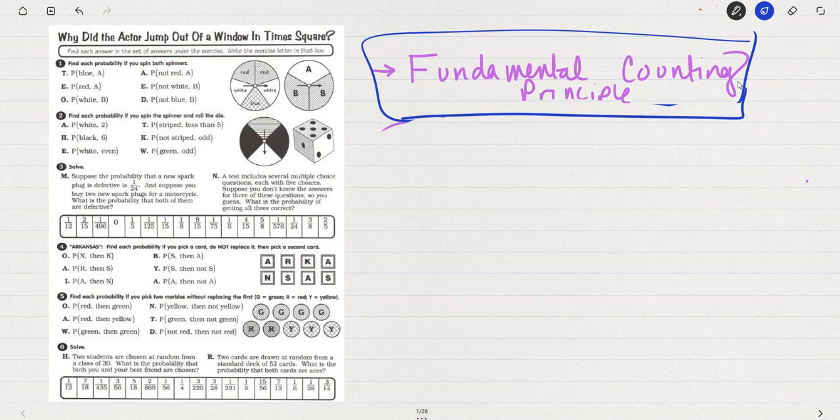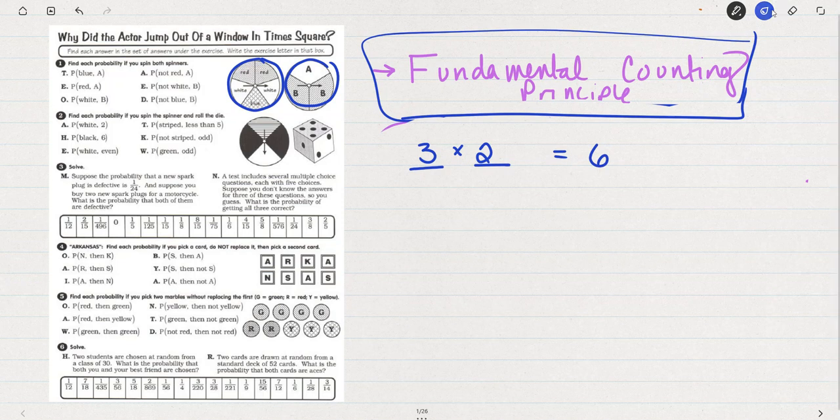So, for example, when we look at this first problem with these two spinners outlined in blue, we see that for the first spinner there's 3 different colors, and for the second spinner there's 2 different letters. What the fundamental counting principle tells us is that there's 3 ways for the first spinner to land, 2 ways for the second spinner to land, so that means there's a total of 6 different outcomes.